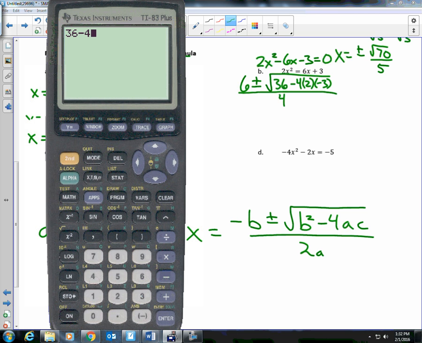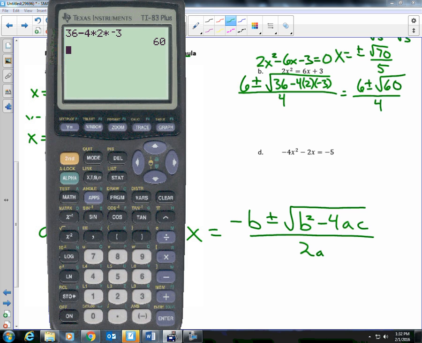36 minus 4 times 2 times negative 3. We get 60. Can you take the square root of positive numbers? Yes. Can you take the square root of negative numbers? No, you get imaginary. So that's why it's called the discriminant. It tells us how many solutions we'll have. If you come up with a positive number, you'll have 2. Come up with a negative number, there's no solutions. If you come up with 0, there's just one solution.